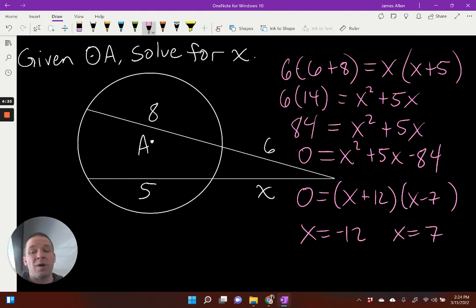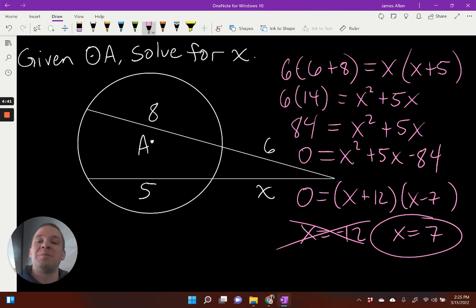Will both of them work? One of them work? None of them work? Well, since x is a length, it has to be positive. We cannot have a negative for this one because that negative would be a length. No bueno. All right, so just 7 for that one.